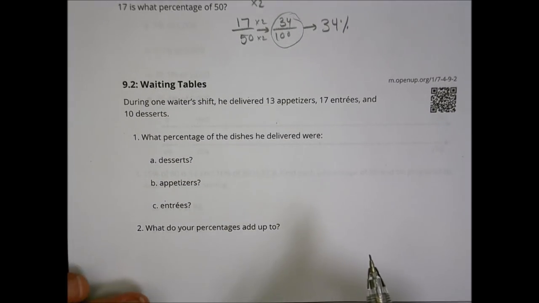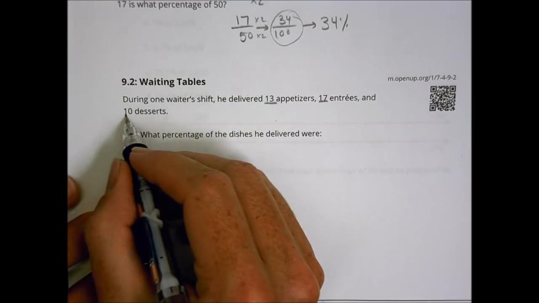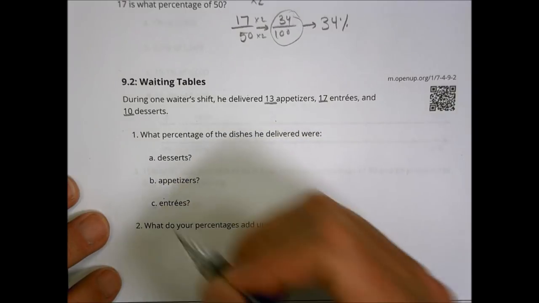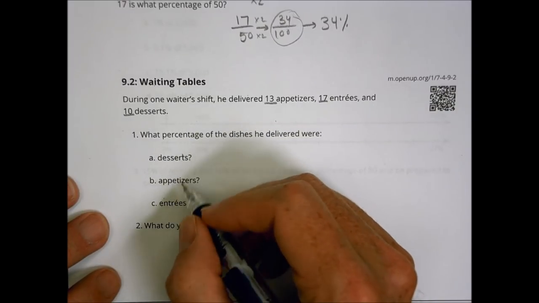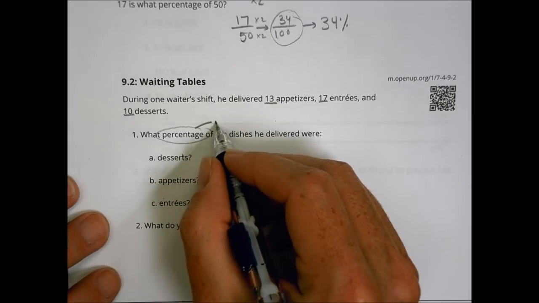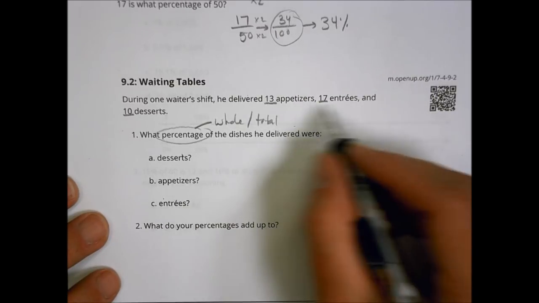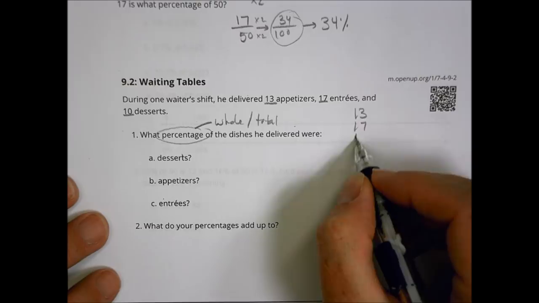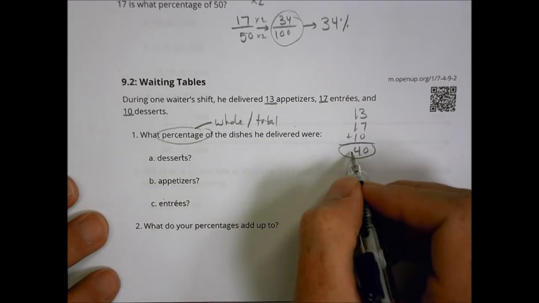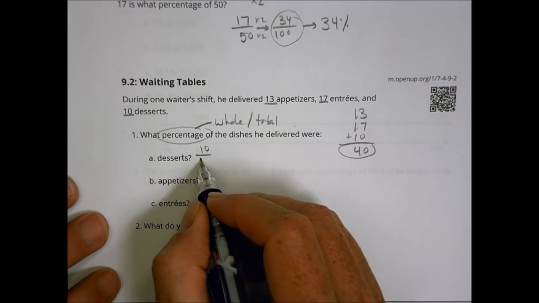We began with a little activity on waiting tables. It says, during one waiter's shift, he delivered 13 appetizers, 17 entrees, and 10 desserts. What percentage of the dishes he delivered were desserts, appetizers, and entrees? So we're going to find a percentage for each one of these. Recognize that when I'm looking at a percentage, it's a percent of the whole, or a percent of the total amount of dishes that were served. In this case, I have 13, 17, and 10, for a total of 40 dishes. So the dessert is going to be a portion of that 40. In our case, the desserts were 10 out of 40.